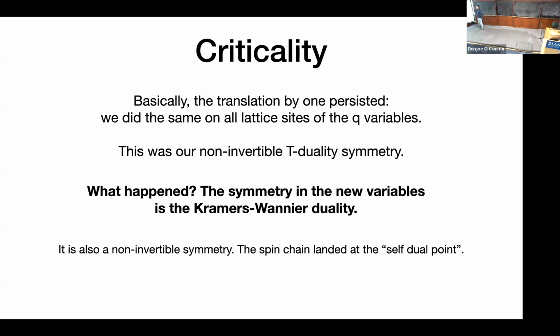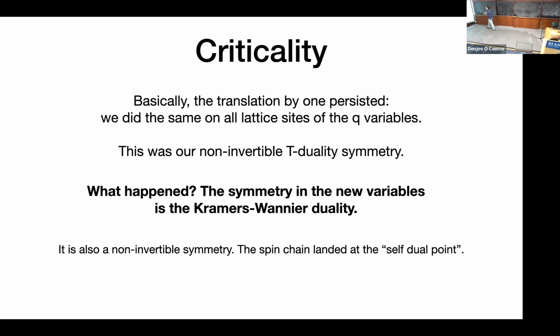The translation by 1 persisted, so that was still a symmetry. We did the same on all the lattice sites. And this was our non-invertible T-duality symmetry. So when we pass down to this lattice model, we preserve this non-trivial symmetry.